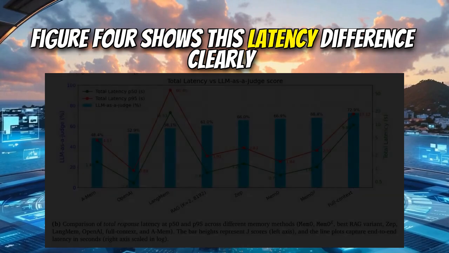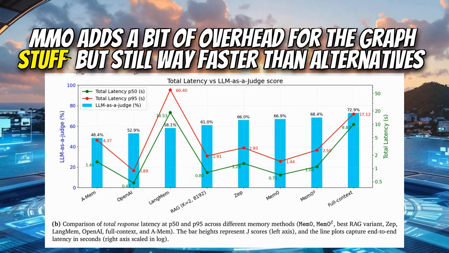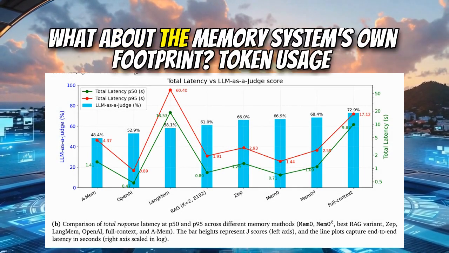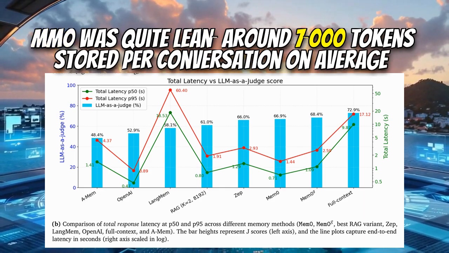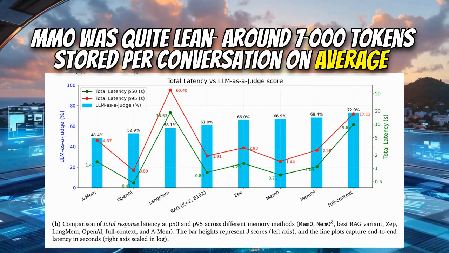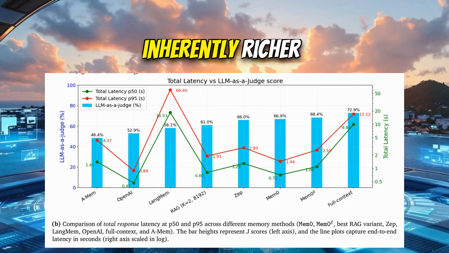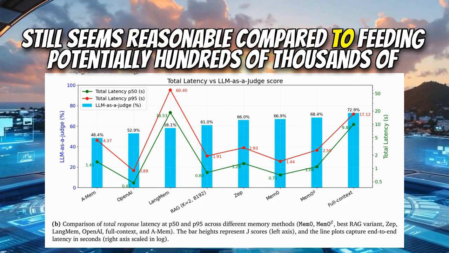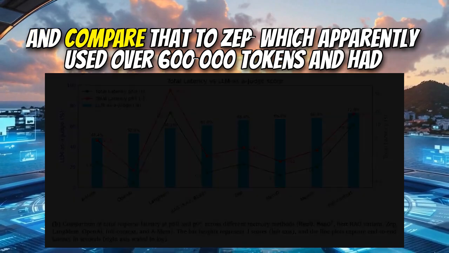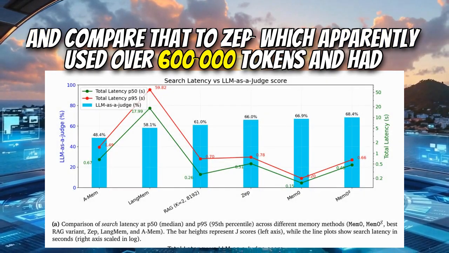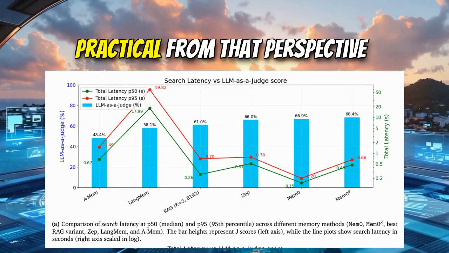Absolutely. Figure 4 shows this latency difference clearly. Mem0 is the fastest search. The graph variant adds a bit of overhead for the graph stuff, but still way faster than alternatives. What about the memory system's own footprint? Token usage. Mem0 was quite lean, around 7,000 tokens stored per conversation on average. The graph variant needed more, about 14,000, because the graph representation is inherently richer. Still seems reasonable compared to feeding potentially hundreds of thousands of tokens into the context window. For sure. And compare that to ZEP, which apparently used over 600,000 tokens and had operational issues according to the paper. The Mem0 approaches seem much more practical from that perspective.